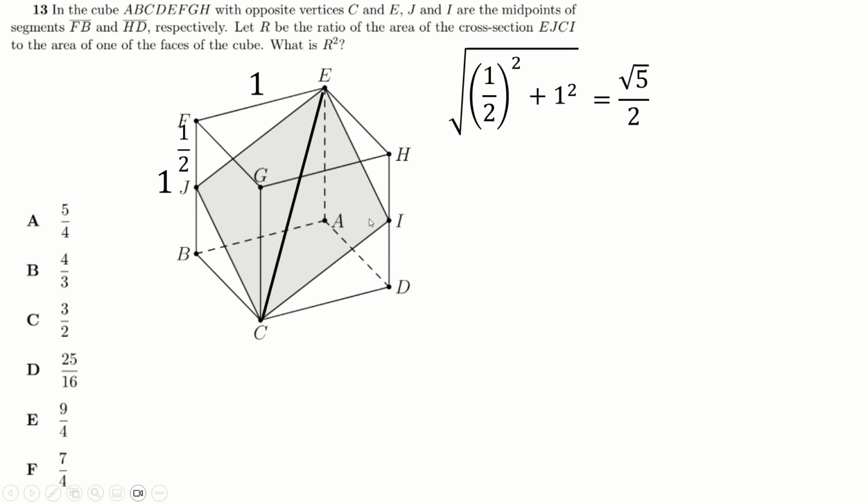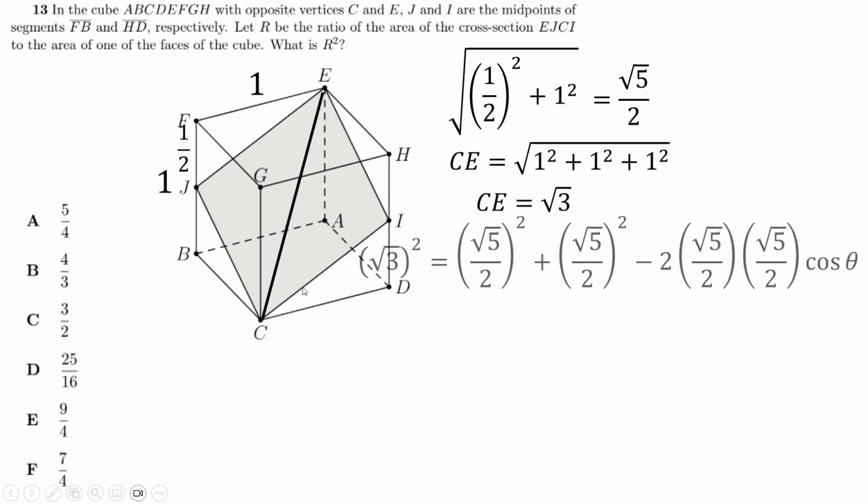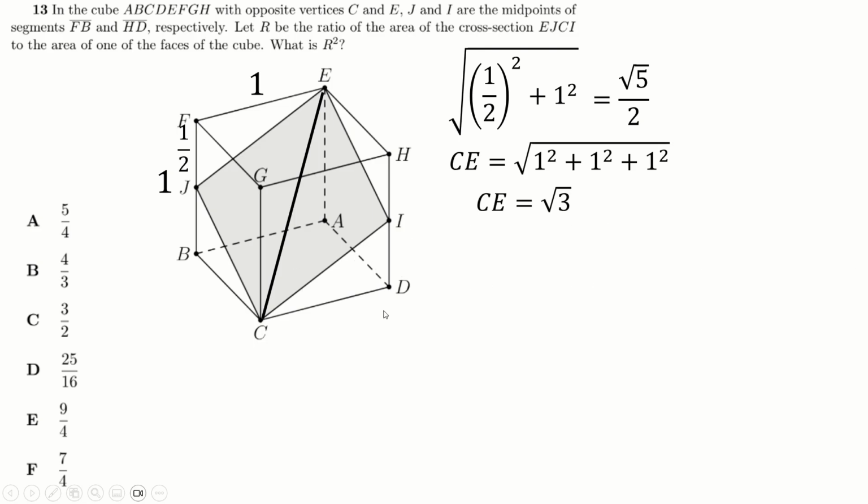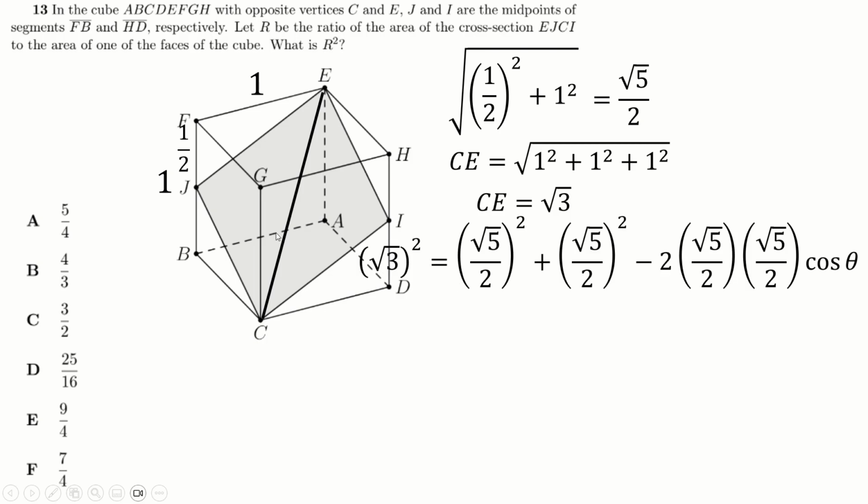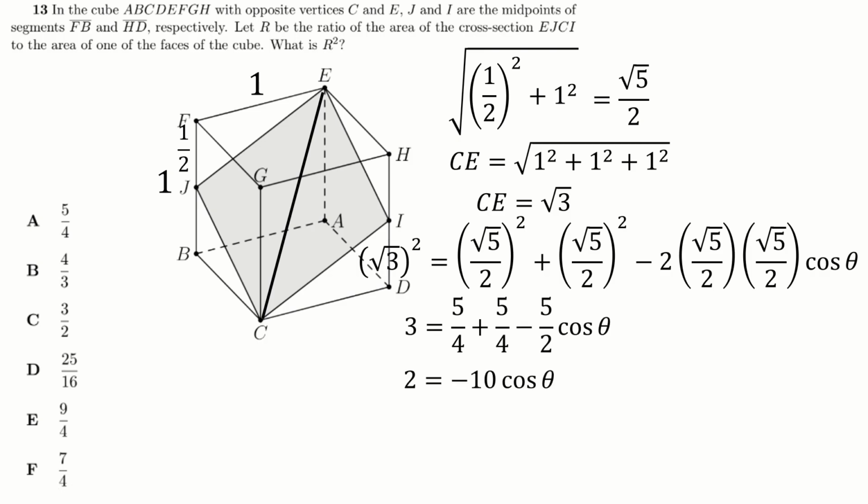So first we need to work out this angle in order to then be able to work out the area of the grey square. This length here, CE, is root 3, because it's just 1 squared plus 1 squared plus 1 squared, square rooted. And now we can use the cosine rule on this CEI triangle to work out the angle theta that's in between here.